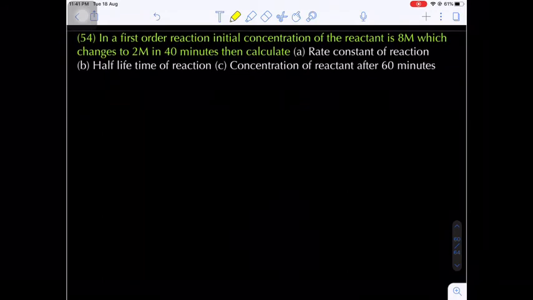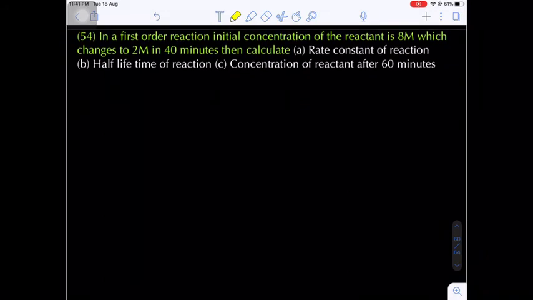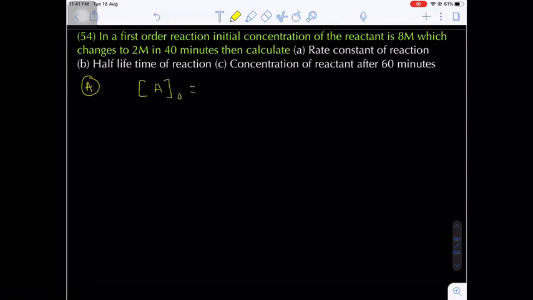Now one more question here. In a first order reaction, the initial concentration of reactant is 8 mole, which changes to 2 mole in 40 minutes. Calculate the rate constant, half-life and concentration of reactant after 60 minutes. Now here, what is the initial concentration of a reactant given? A0 is given 8 molar. Okay, and the question is asking at concentration 2 molar. When the concentration is 2 molar, time interval how much? 40 minutes.